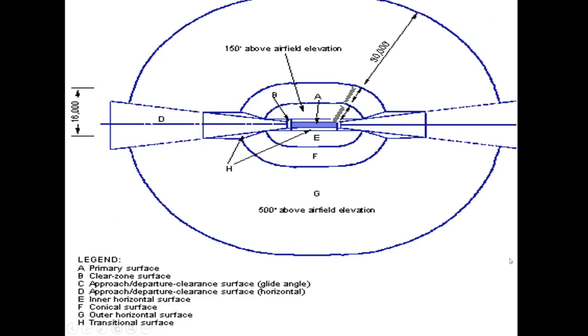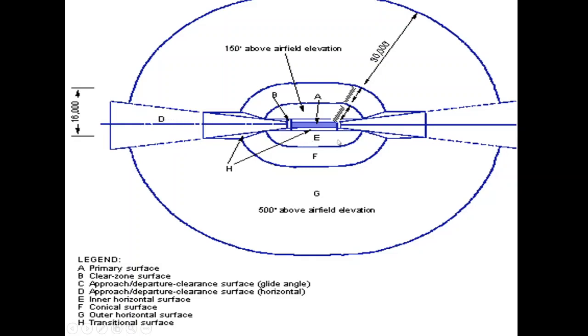Now in this figure we can see that A is the primary surface. This is the runway. And point B is the clear zone surface. And C and D are the approach or departure clearance surfaces, with glide angle and horizontal.